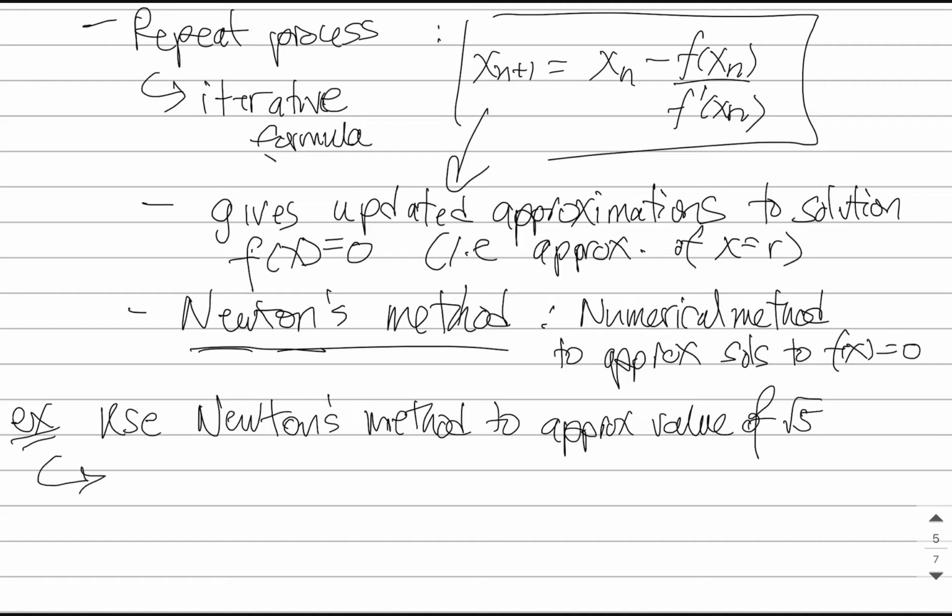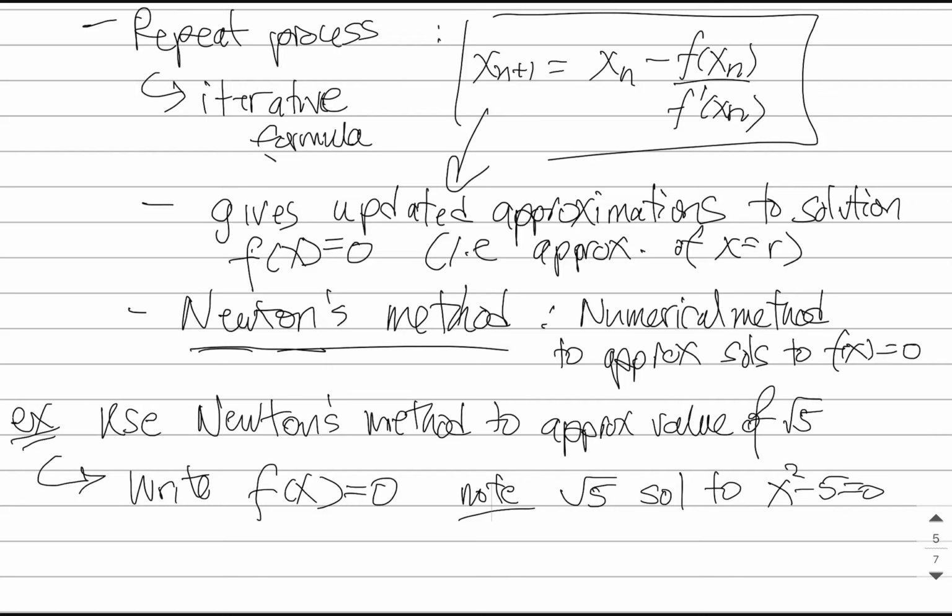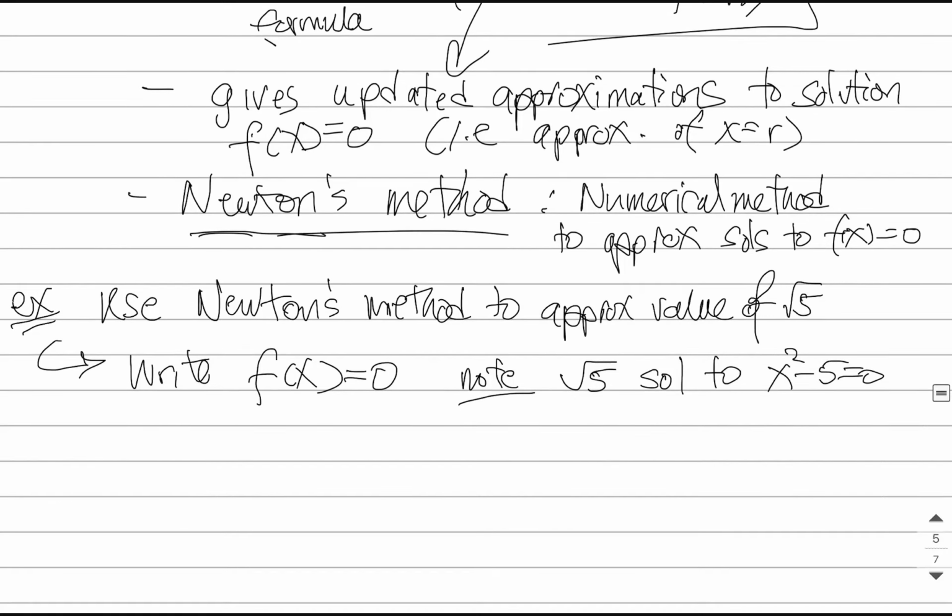Now, Newton's method can only work if we write this as some sort of equation. Square root of 5 is a solution to the equation x squared minus 5 equals 0. There's another solution, right? There are two solutions to this equation, but certainly root 5 is a solution to this version of the equation. So we are going to take this thing to be f of x. And certainly this function is differentiable and the derivative is 2x.